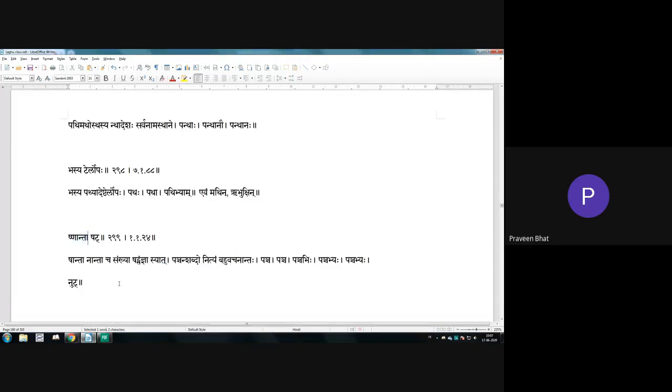Yeah. So, Bhasya Tirlopa we did, and when they looked at this Pataha, Pantha, Panthano, Pantanaha, we saw all that, and then we derived this word. Then Mathin and Rubukshin are in this same manner. We didn't look at that. So, Shnanta Shat, what does the sutra say? Sutra Patha.